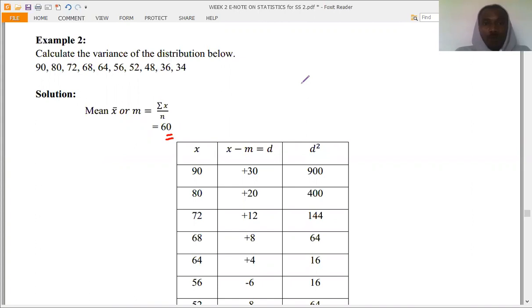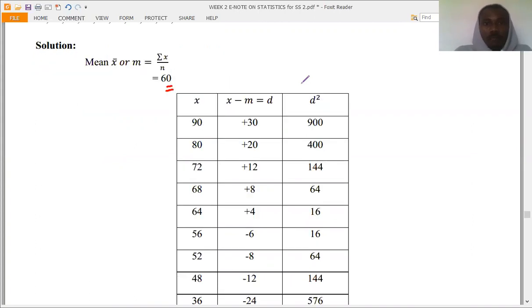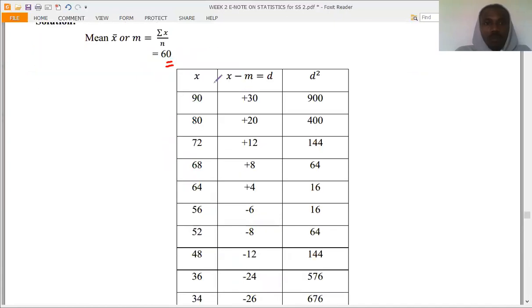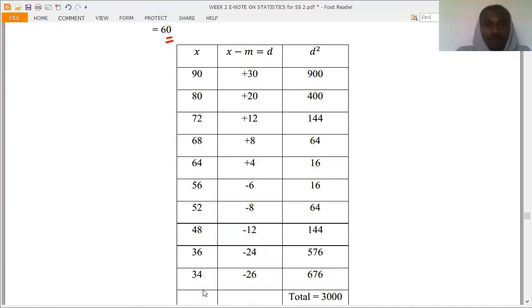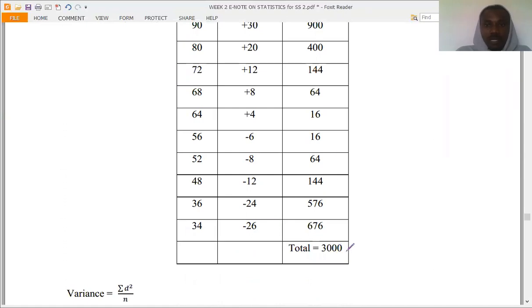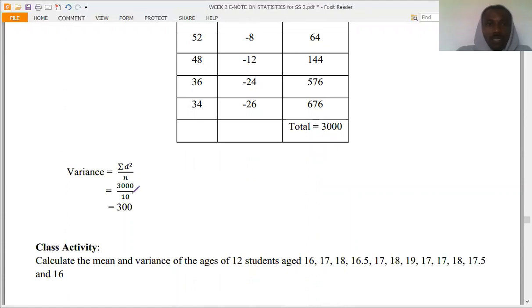Now let's proceed. We write down all the data points on the table, the first column being our x. Then we find the deviation by subtracting the mean from each of the data points, and then the squared deviation. Taking the sum of the squared deviation gives 3,000. Therefore, the variance is equal to 3,000 over 10, and that is 300. So this is for a small data set.